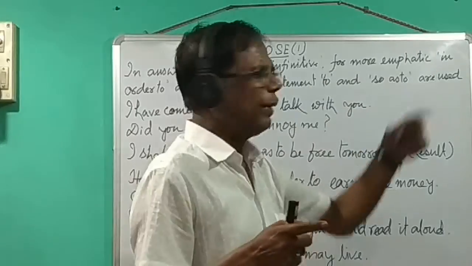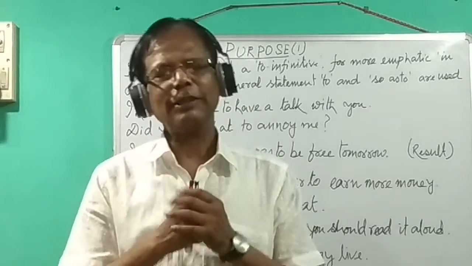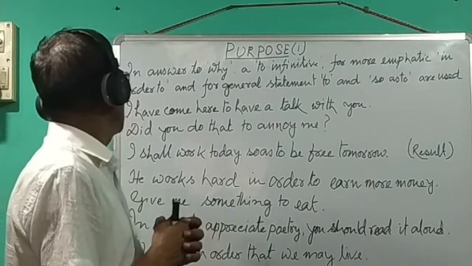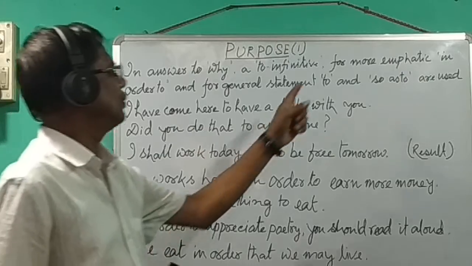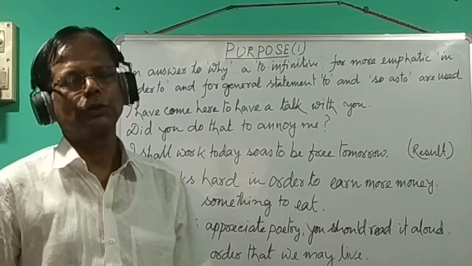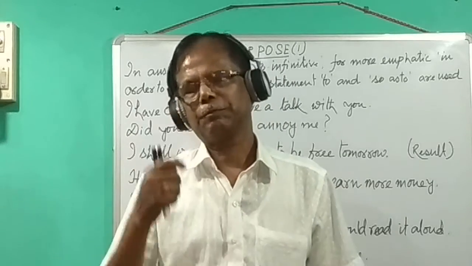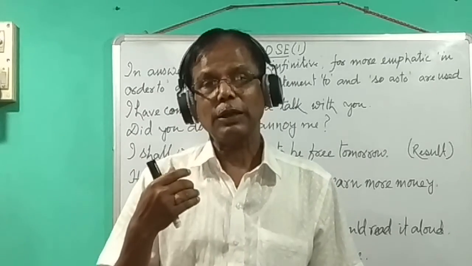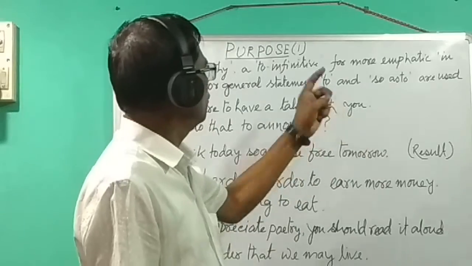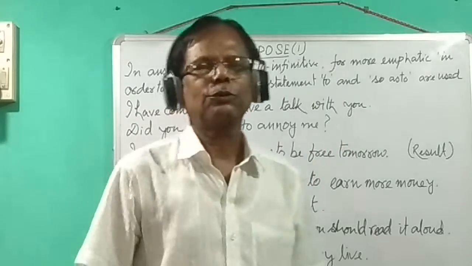And for more emphasis, in order to. Simply to, for general statements. For more emphatic, in order to. And so as to are used. We can use so as to express purpose. The purpose of any action can be expressed using so as to, which means to-infinitive. And for more emphasis, in order to.